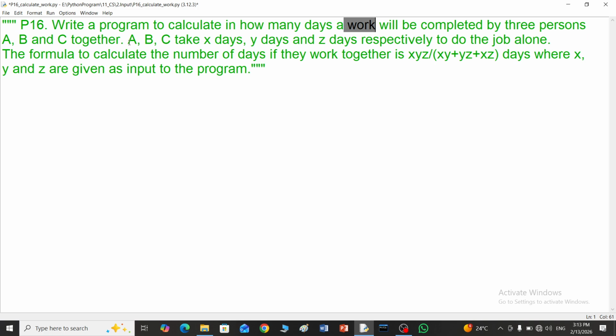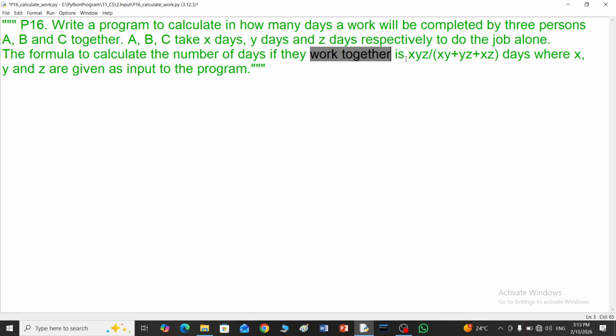Okay. So the next sentence given is, A, B, C take X days, Y days and Z days respectively to do the job alone. Means A takes X days, B takes Y days and C takes Z days when they are doing the work alone. The formula to calculate the number of days if they work together is given here. Who will work together? A, B and C.